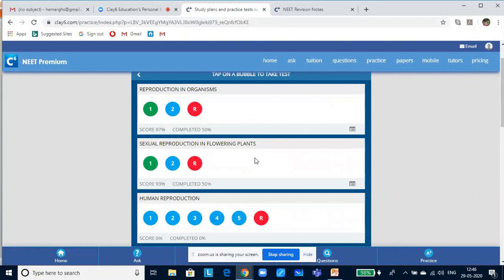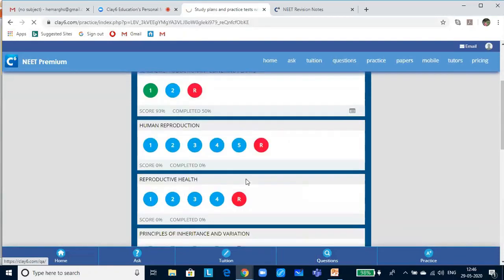Here you will see a test. Now, if you see a green bubble, it means that the test has been completed. You can always retake it if you want to improve your scores or if you want to do a revision. A blue bubble indicates that you have not taken the test.